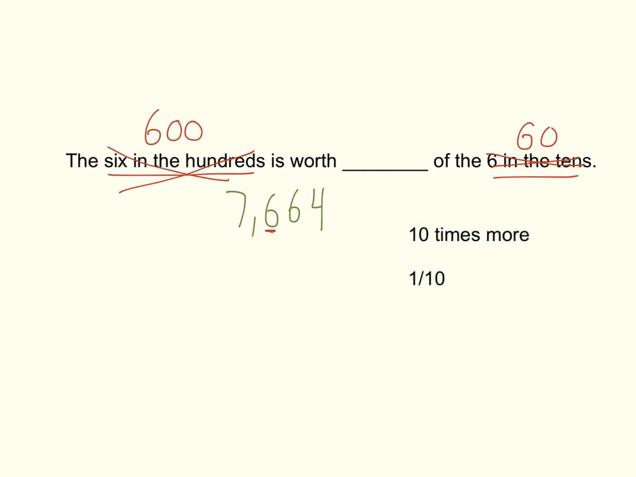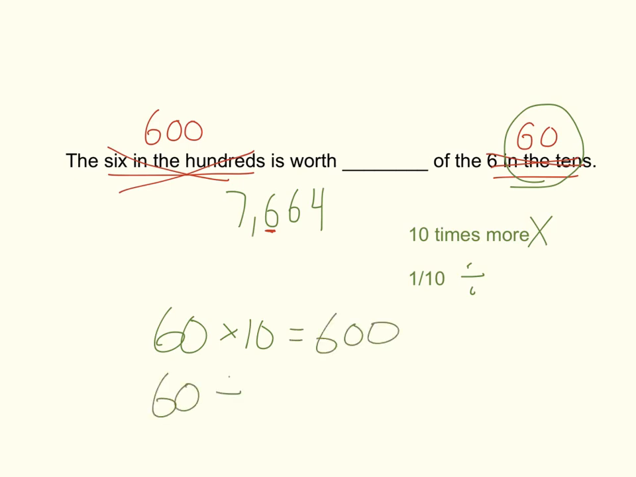So what I'm doing is I am saying that the 600 is worth 10 times more of the 60, or the 600 is 1/10 of the 60. So I take these phrases and I apply the operation to the second number. So 10 times more is multiply, 1/10 is divide. 60 times 10 equals 600, or 60 divided by 10 equals 600. Only one of those is right. Which is it?